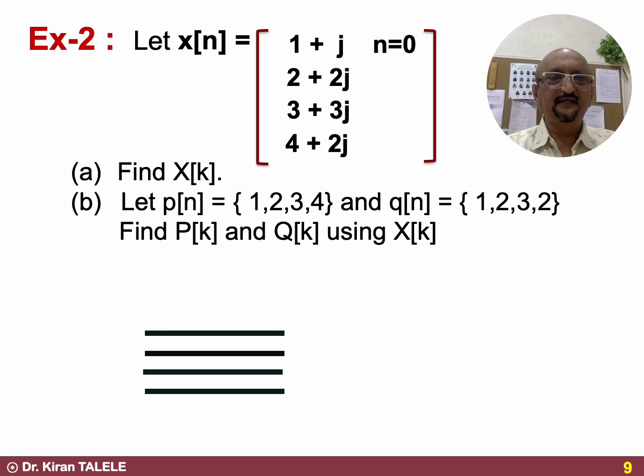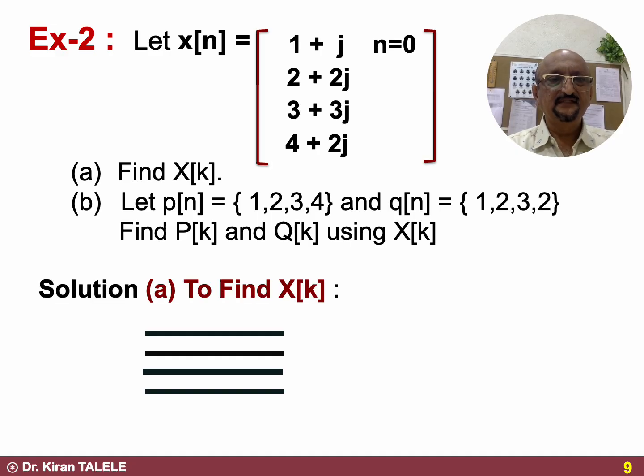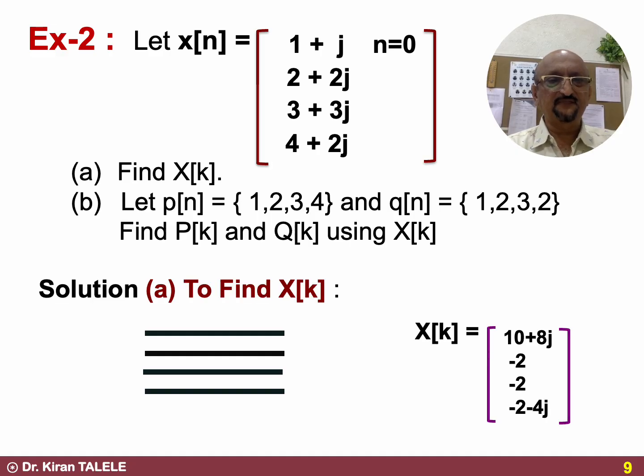Similarly, in another example, x of n is given and is a complex sequence. First we have to find X of k. We have done this. After that we have to calculate the DFT of p of n and q of n, which are given in the question. To find X of k, we follow this 4-step procedure: formula, matrix representation of the DFT equation, matrix substitution, and matrix multiplication. Then we get all the required 4 values of X of k.